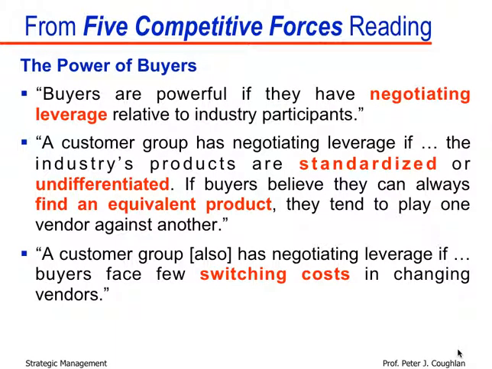Here's the five competitive forces reading, right? It's just the idea of what it means to have buyer power. So here's from the section on the power of buyers. Buyers are powerful if they have negotiating leverage relative to industry participants. A customer group has negotiating leverage if the industry's products are standardized or undifferentiated. If buyers believe they can always find an equivalent product, they tend to play one vendor against another. A customer group also has negotiating leverage if buyers face few switching costs in changing vendors.